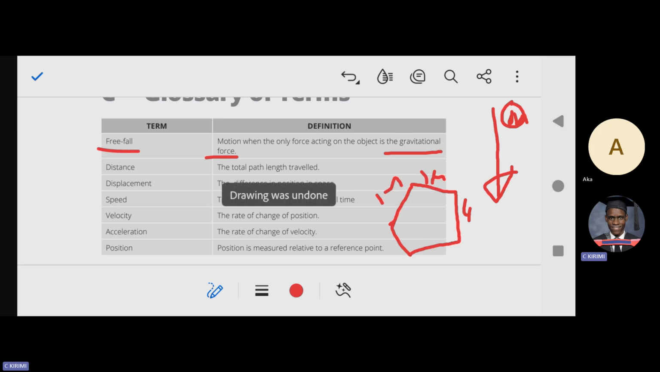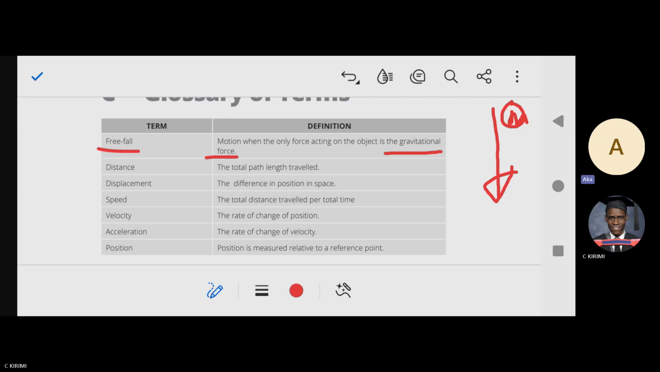For distance, there's no direction, it's a scalar. And then displacement. What is displacement? It's the difference in position in space.